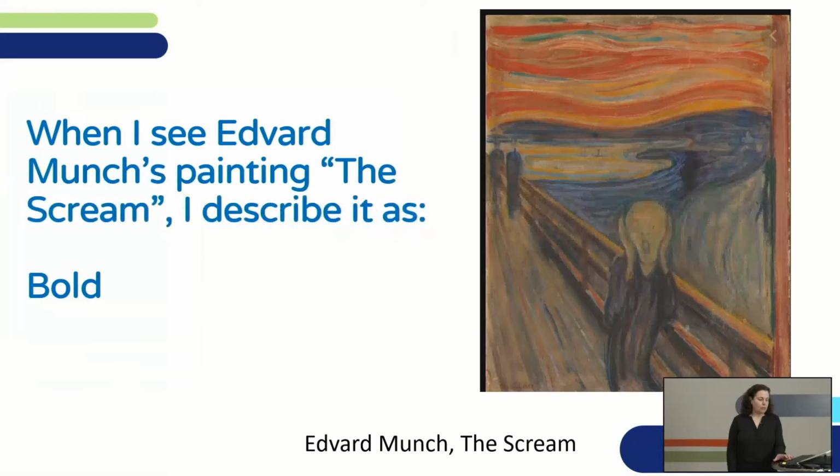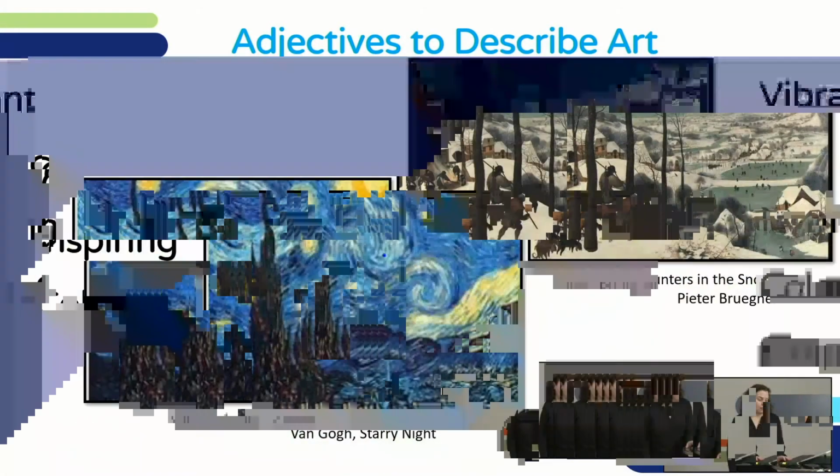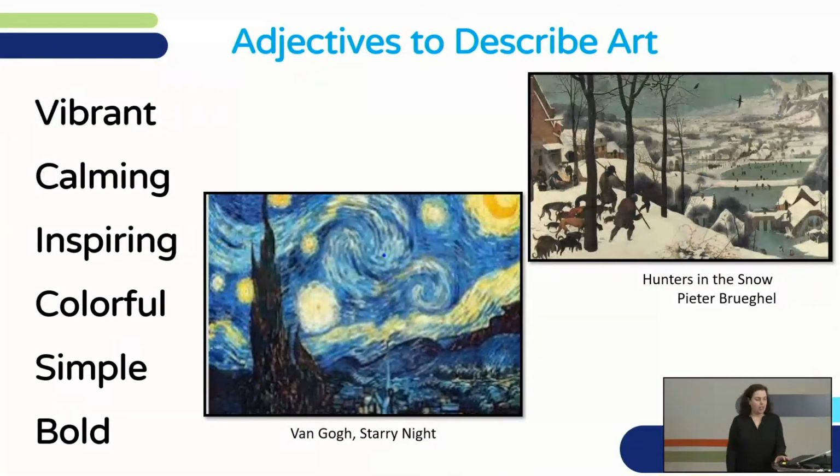Bold. Do you remember previously we looked at this painting by Edvard Munch? This is a bold painting, very, very strong. Look at these paintings here in front of you. I chose two painters that I love. Peter Bruegel on the right. He painted Hunters in the Snow. I love looking at this painting. It reminds me of my time in Canada, in the snow, in the cold. How can you describe Hunters in the Snow? The painter is Peter Bruegel. He's very, very famous.